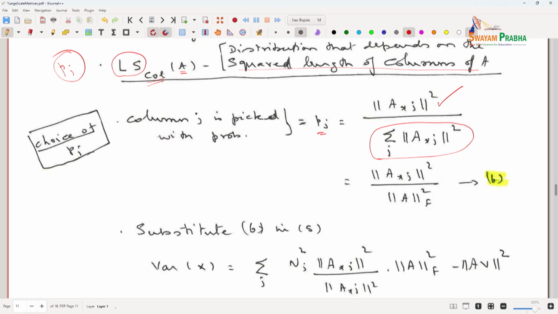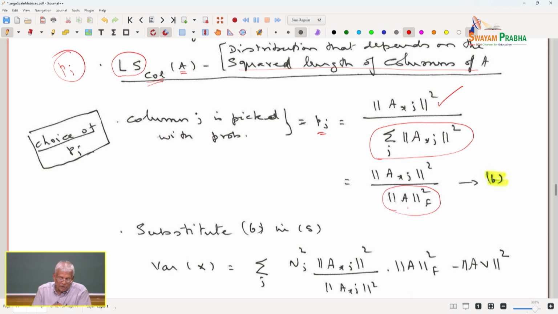Please understand, the sum of the squares of all the columns is simply the Frobenius norm. Just to recall, what is the Frobenius norm of A? The Frobenius norm of A squared is defined by the sum of Aij squared. So, the summation with respect to i tells you the sum of the squares of the elements of the given column, and it is over all columns.